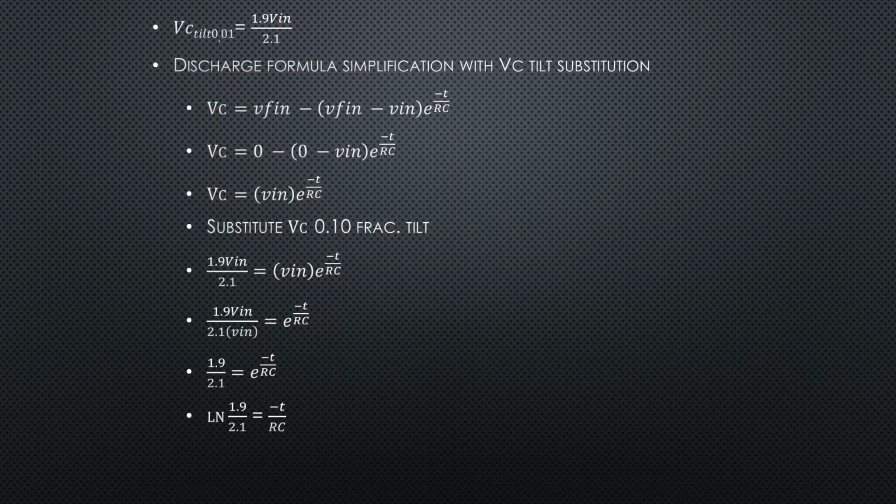So now let's substitute in our 10% fraction, or 0.1 fractional tilt formula, for VC. And then that gives you the formula that you see there, all the way down to the natural log of 1.9 over 2.1 equals negative time over RC. We're going to do more work on the next slide.